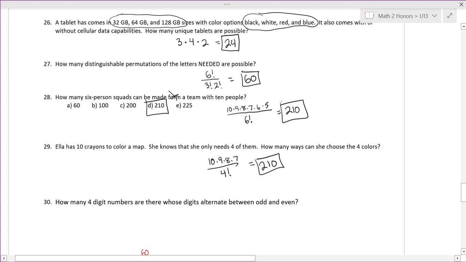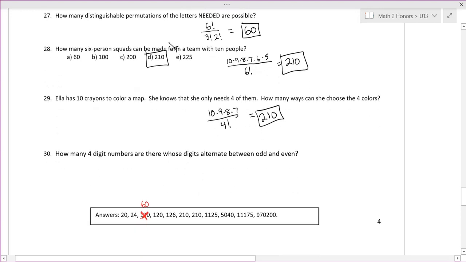Number 30. How many 4-digit numbers are there whose digits alternate between odd and even? So you have two cases. You could be even, odd, even, odd, or we can have odd, even, odd, even. It doesn't say what it starts with, it just says it alternates. So your even digits are 0, 2, 4, 6, and 8. Your odd digits are 1, 3, 5, 7, and 9.